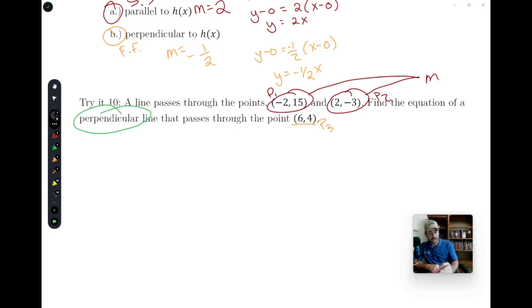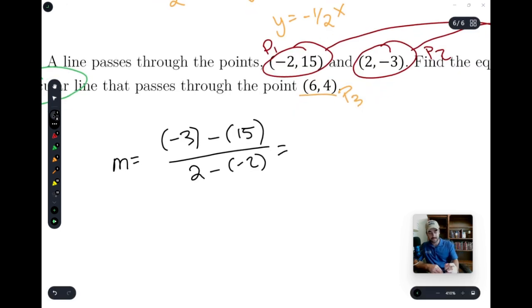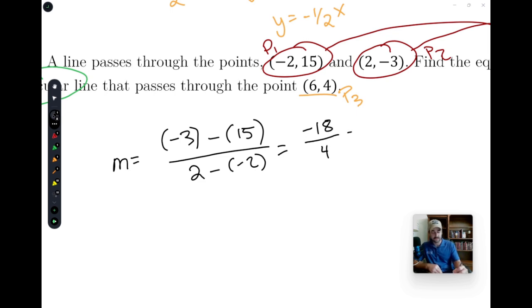But the first thing I'm going to do is I'm going to solve for m by going -3 minus 15 over 2 minus -2. -3 plus a -15, right? -3 minus 15. Just make sure I got my signs right here. It's going to be -18 over 2 plus 2 is 4. And so we end up, if we reduce that, to -9 over 2. There is our slope.